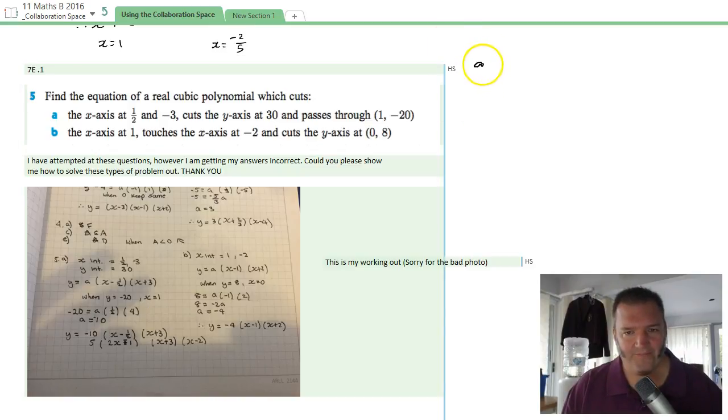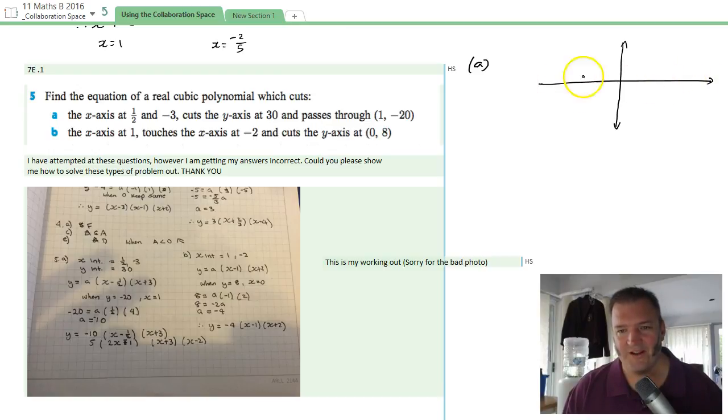Here we go for A. All right, find the equation of a real polynomial which cuts the axis there and cuts the y-axis at that and passes through. Do a sketch for these. Give yourself a head start. And in fact, often getting a sketch might be what you're given in the question anyway, but that's okay. So here we go. We've got our y coordinates and our x coordinates. So it's cutting the axis at a half and -3. So let's put -3 about there. There's a half. It cuts the y-axis at 30. Wow. All the way up there. And passes through 1, -20. So when I'm at 1, I'm all the way down here at -20. 1, -20.